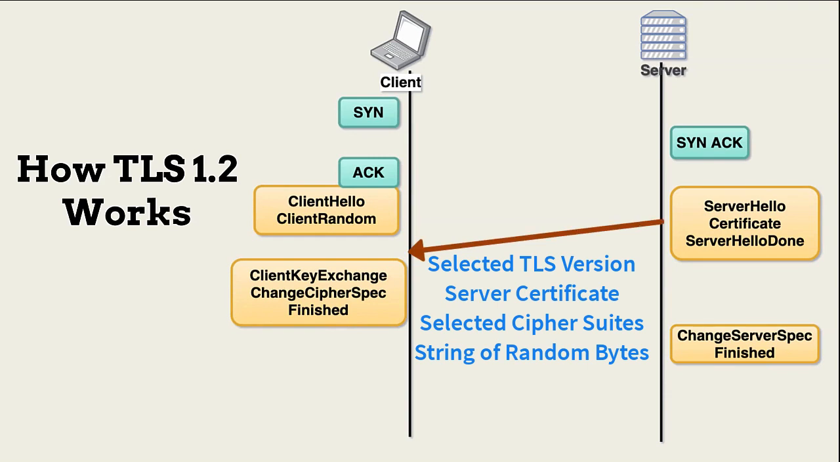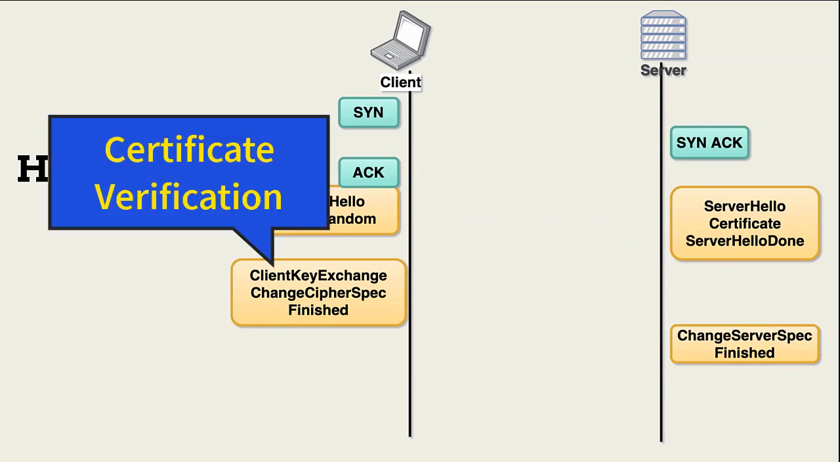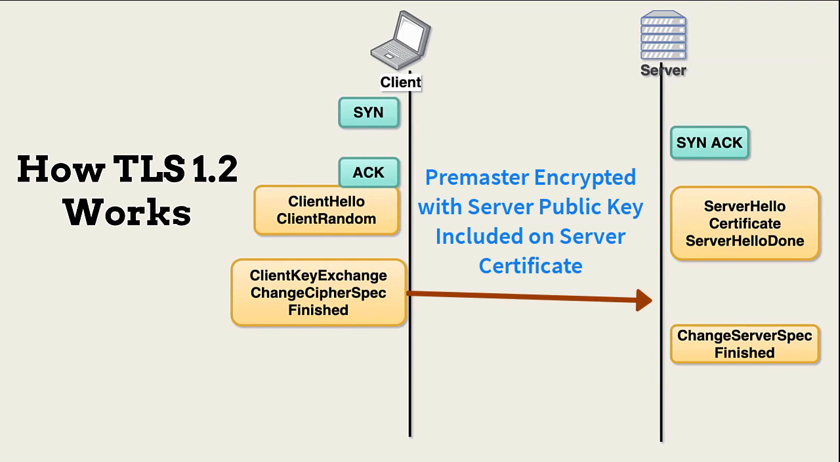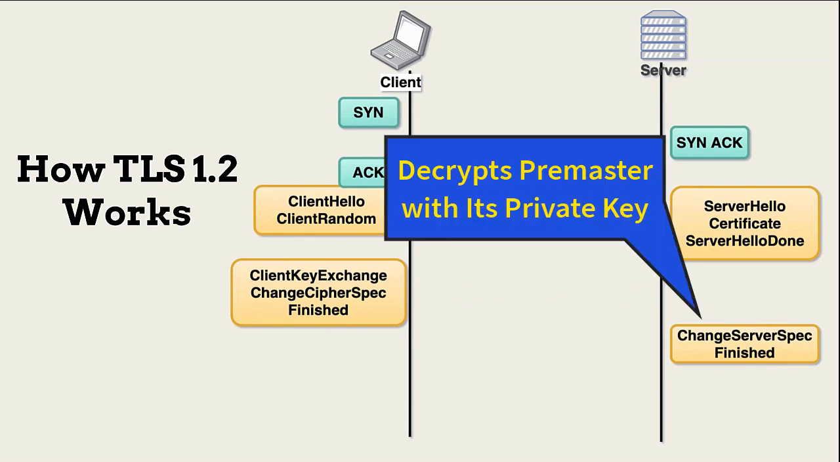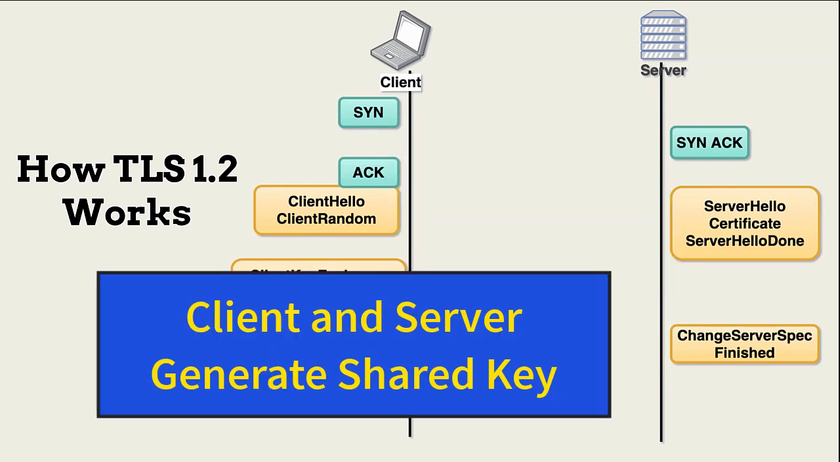The server returns a hello message with the TLS certificate and the Cipher Suite it selected. It also sends a server random. The client verifies the validity of the server certificate. The client sends a second set of random bytes encrypted with the public key included in the server certificate. This encrypted client random is known as the pre-master secret. The server uses its private key to decrypt the pre-master secret. Both client and server generate session keys from the client random, the server random, and the pre-master secret.